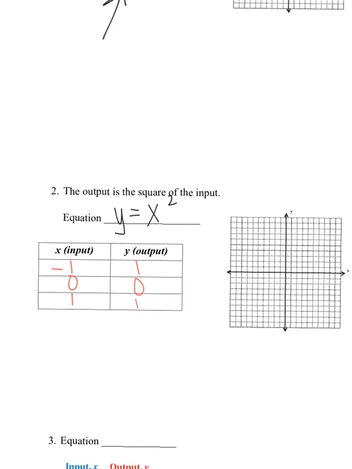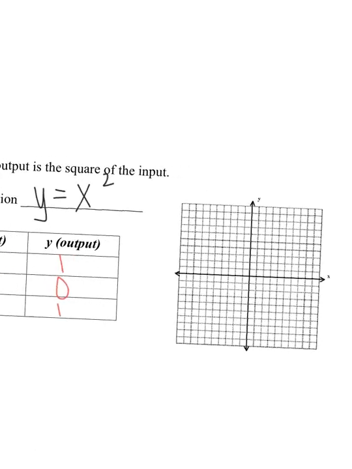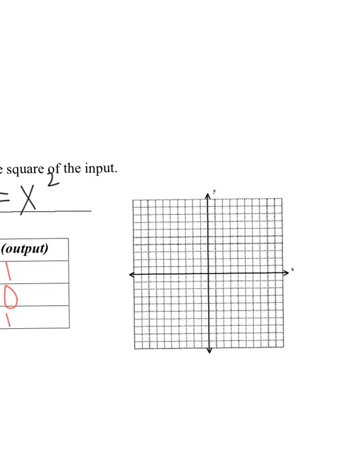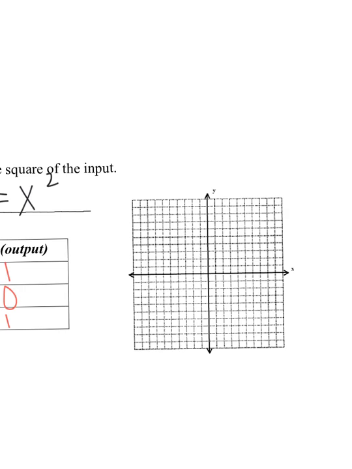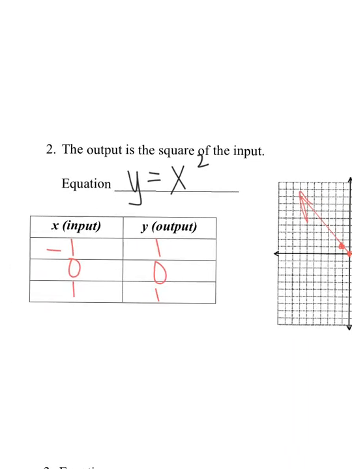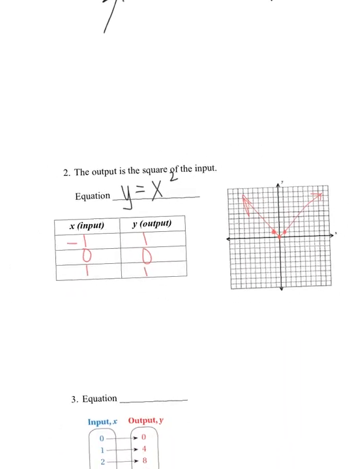This is one of my favorite types of equations to graph because it really makes a neat looking graph. So when you square your input, so you have -1, 1, 0, 0, 1, 1, it actually creates a V. It's pretty cool looking. So it'll go like this. So writing your function rule can create some pretty neat looking functions.